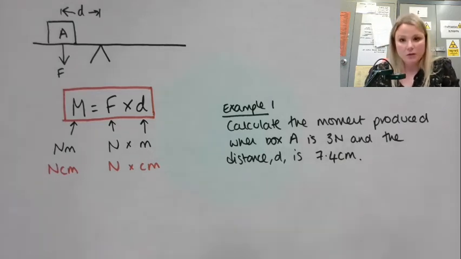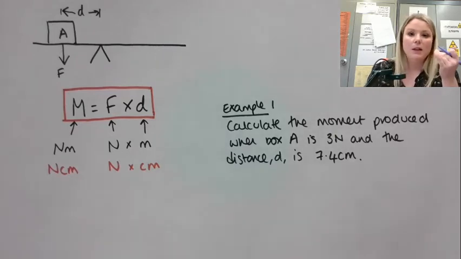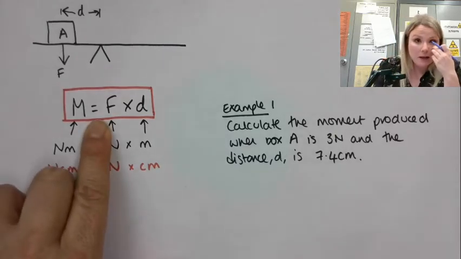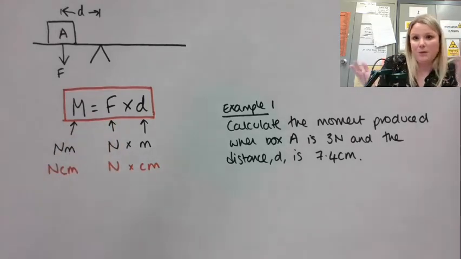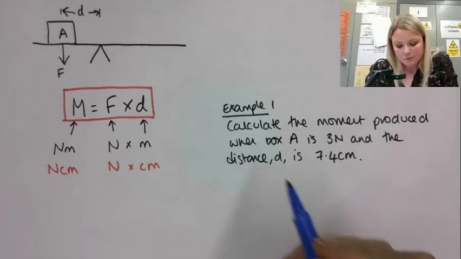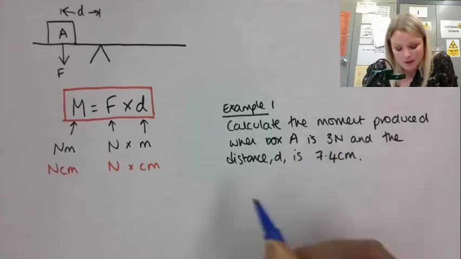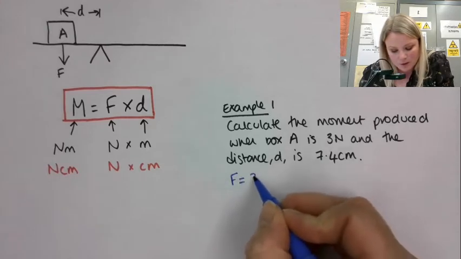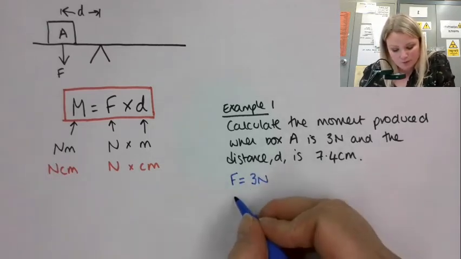First thing we need to do for every question is list the information that the question has given us, because it really will help us remember the equation, and by the time we get to the stage where we have lots of equations that we need to remember, it'll help us pick out which equation we have to use. Okay, so 3 newtons, we know Newton is the unit of force, so that is a force. So force equals 3 newtons. Distance d, 7.4.